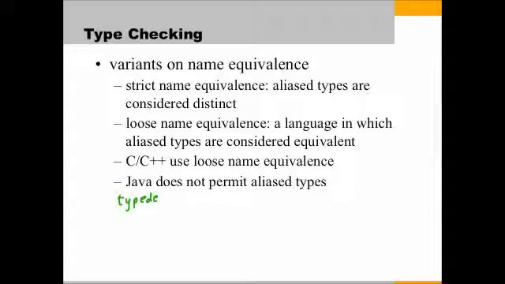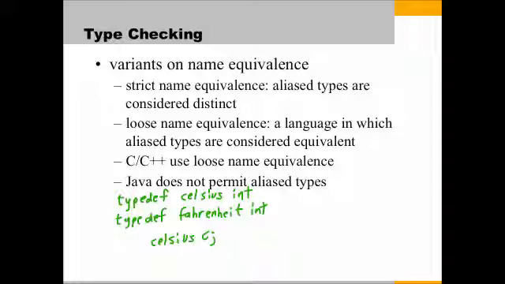So let's say that we say typedef Celsius is an int. And let's say we also say typedef Fahrenheit is an int. And then we declare two variables. We declare one to be Celsius, and we declare one to be Fahrenheit. And the question is, if we try to assign F to C, is that a legitimate operation?